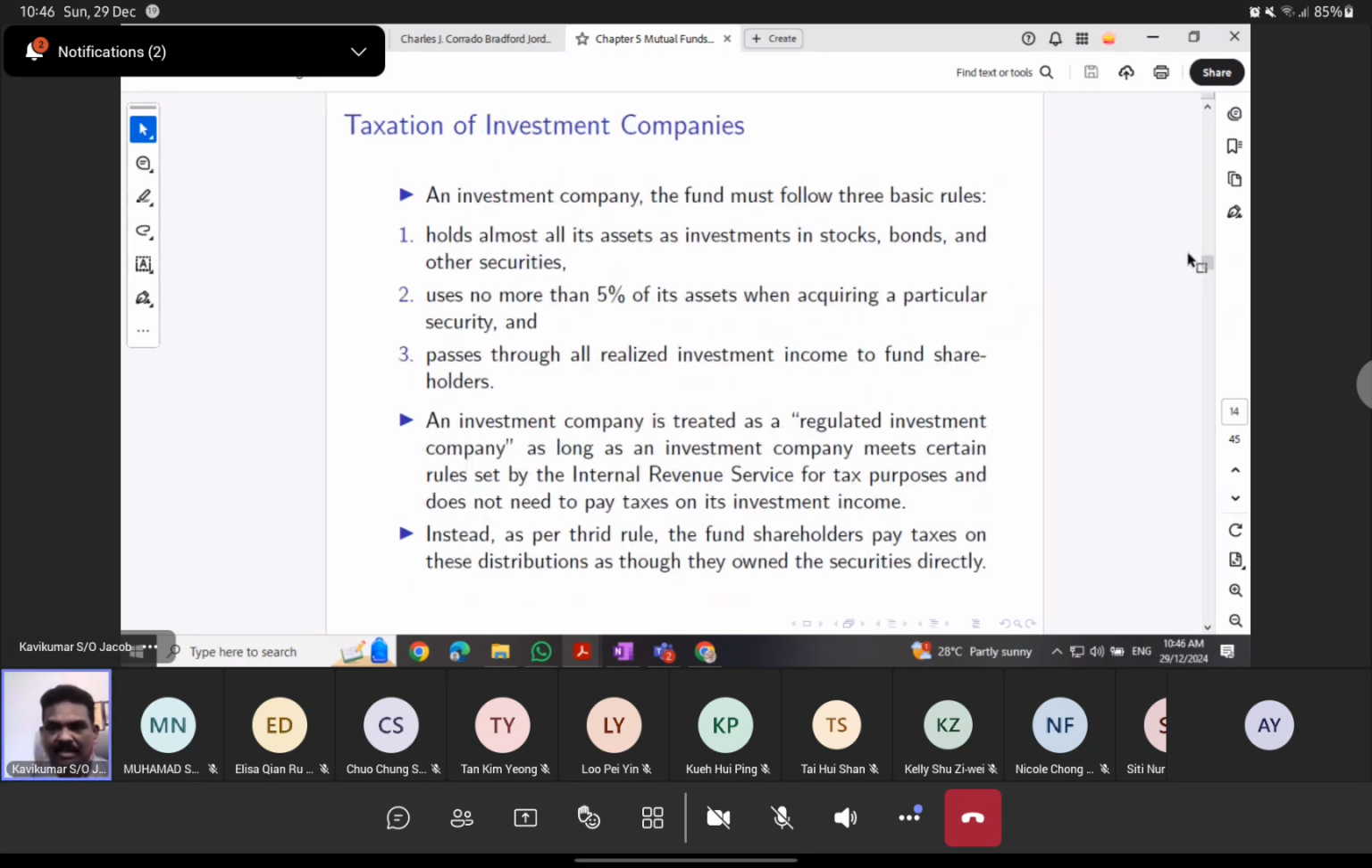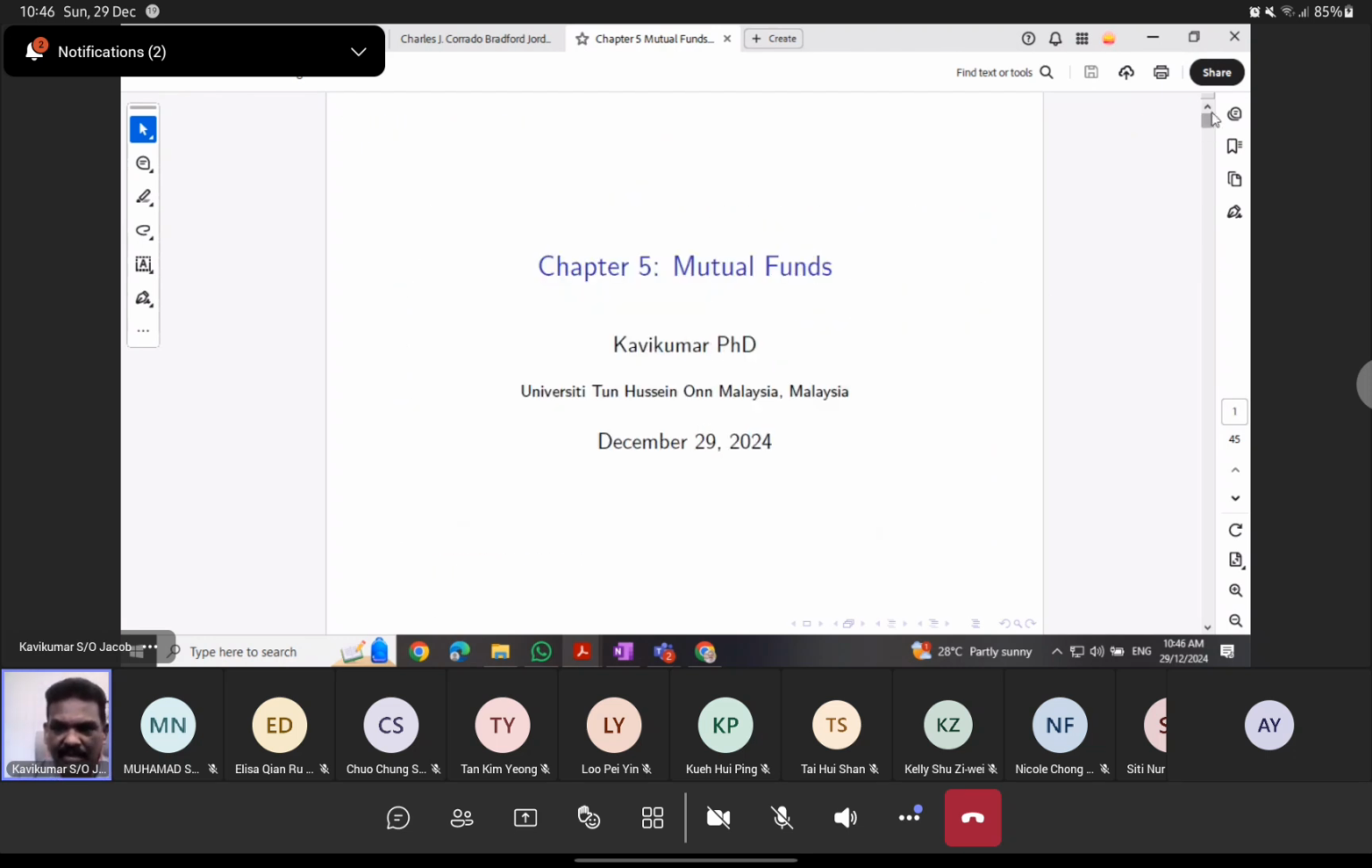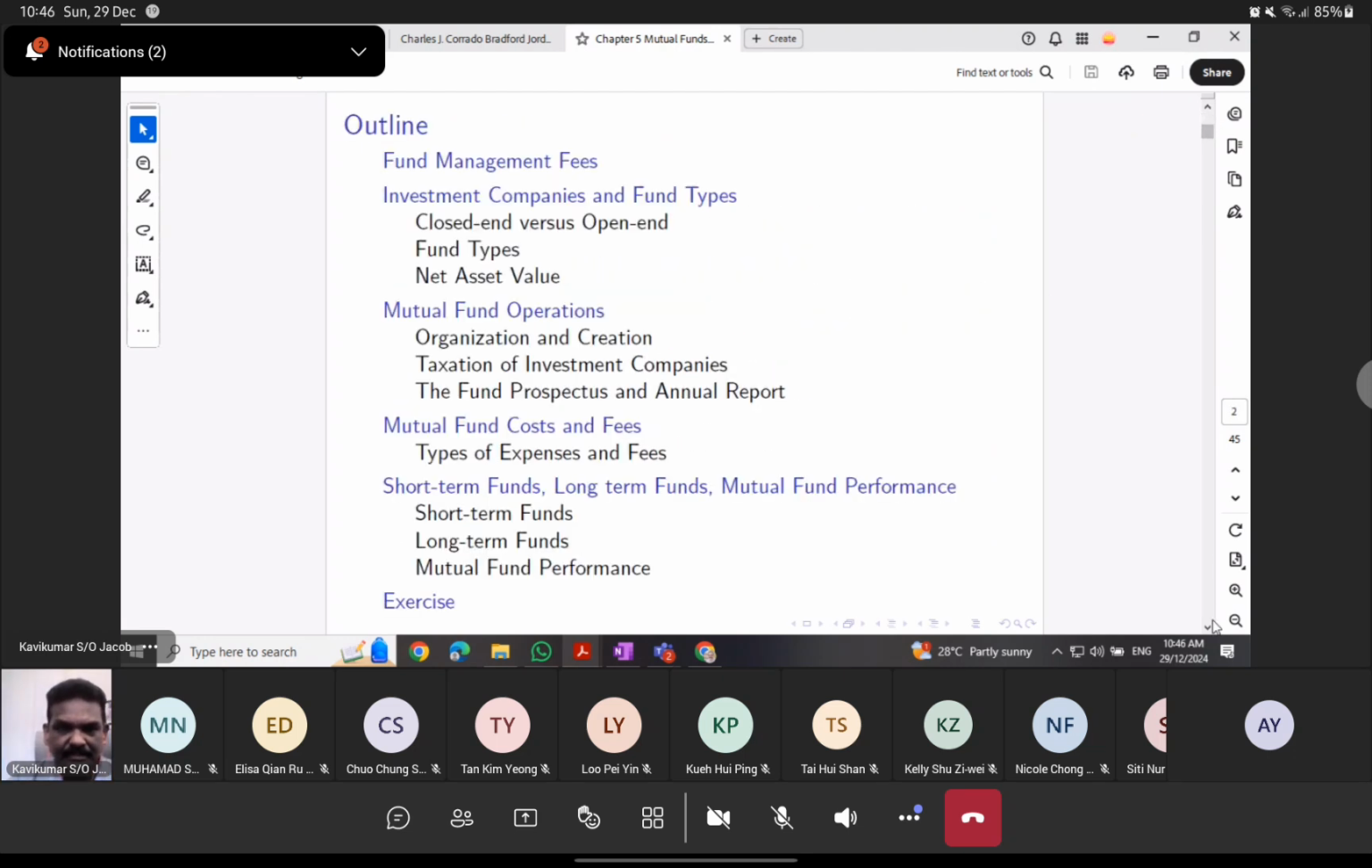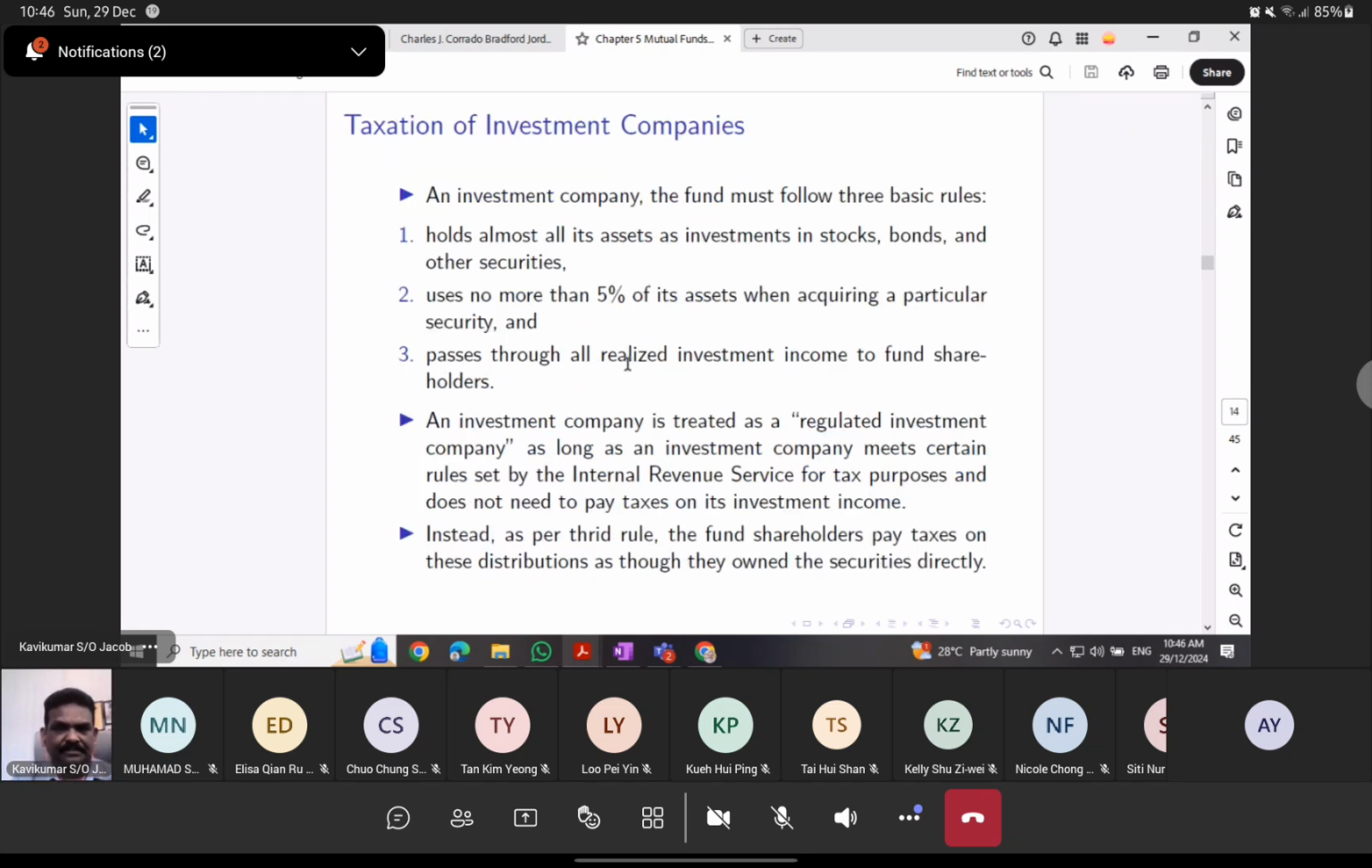And next, taxation. That is the disadvantage of mutual funds. Taxation of investment companies. The fund must follow three basic rules. It holds almost all of its assets as investments in stocks, bonds, and other securities. They hold all their assets in either stocks, bonds, or any other type of securities. It uses no more than 5% of assets when acquiring a particular security.